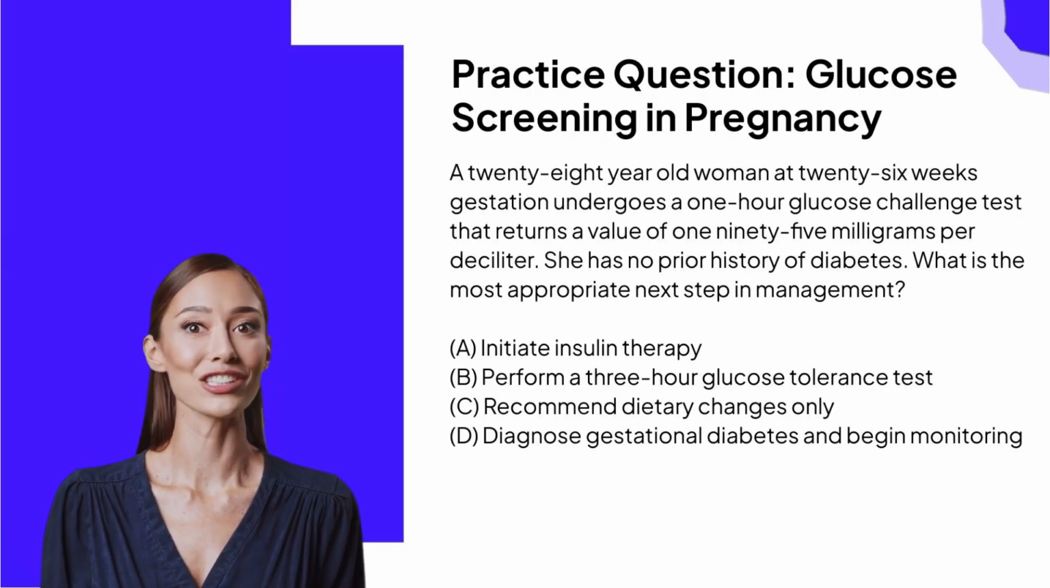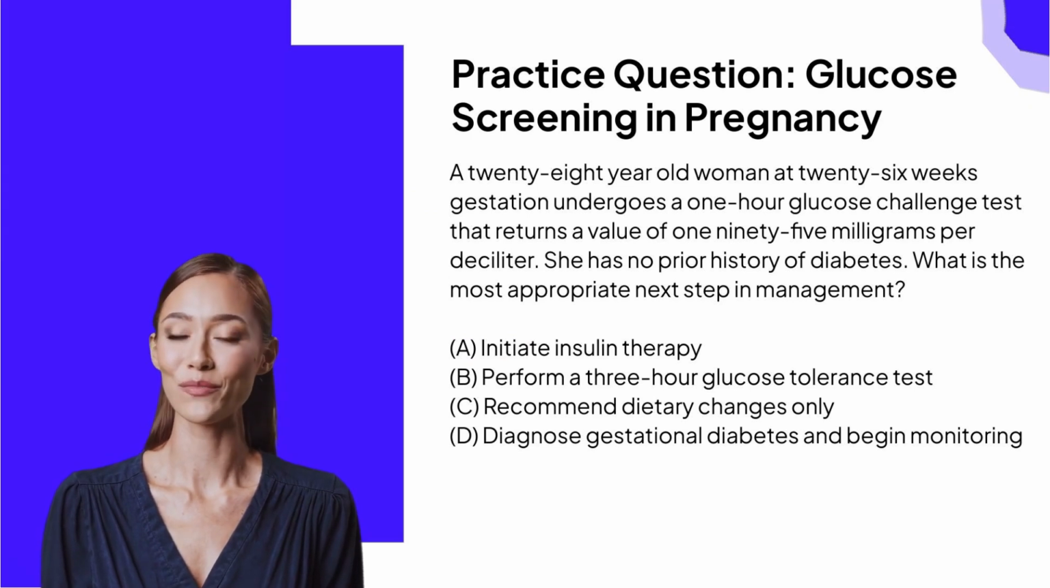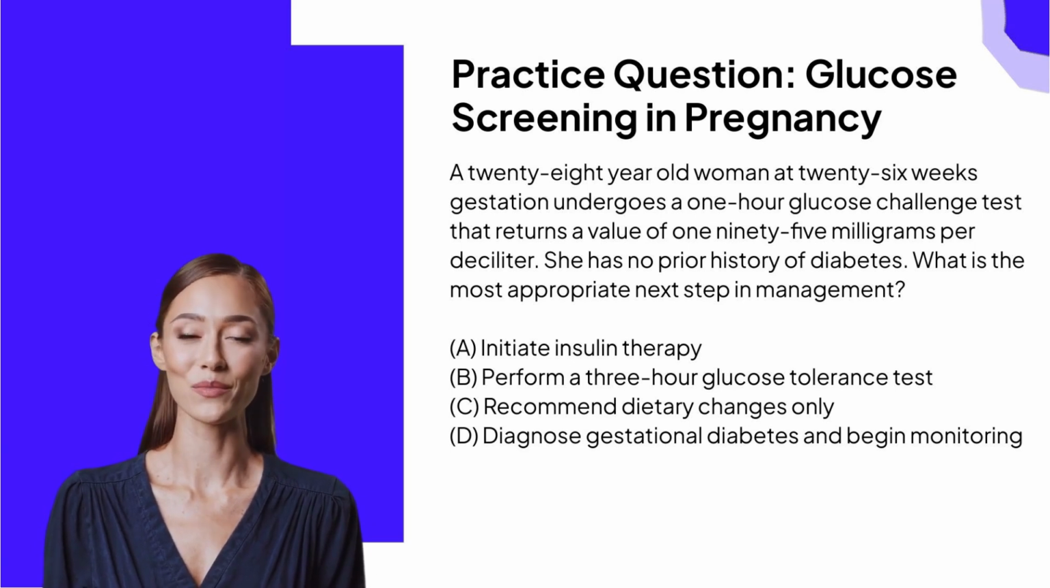Here is our third practice question. A 28-year-old woman at 26 weeks gestation undergoes a 1-hour glucose challenge test that returns a value of 195 milligrams per deciliter. She has no prior history of diabetes. What is the most appropriate next step in management?